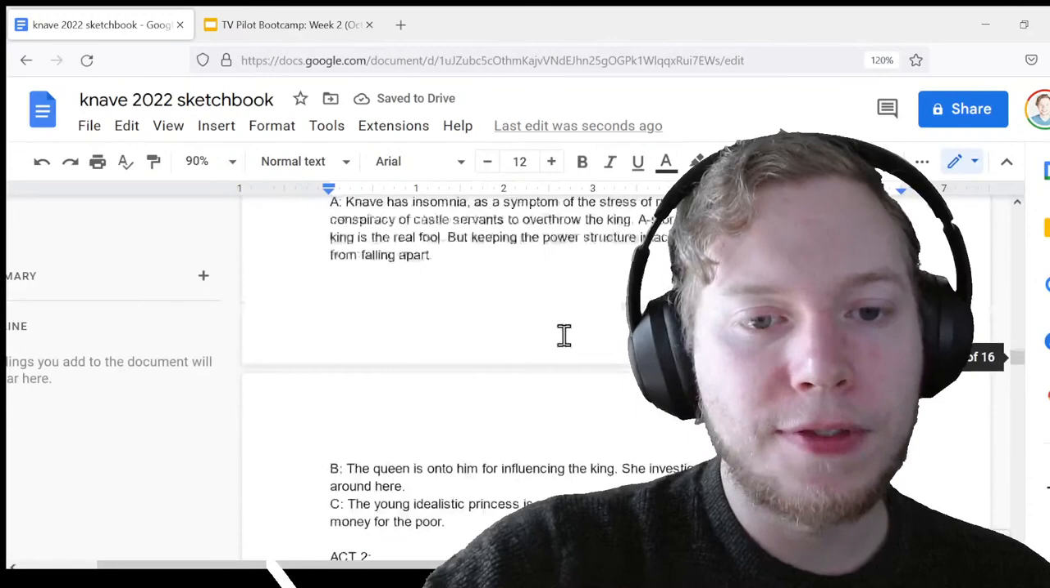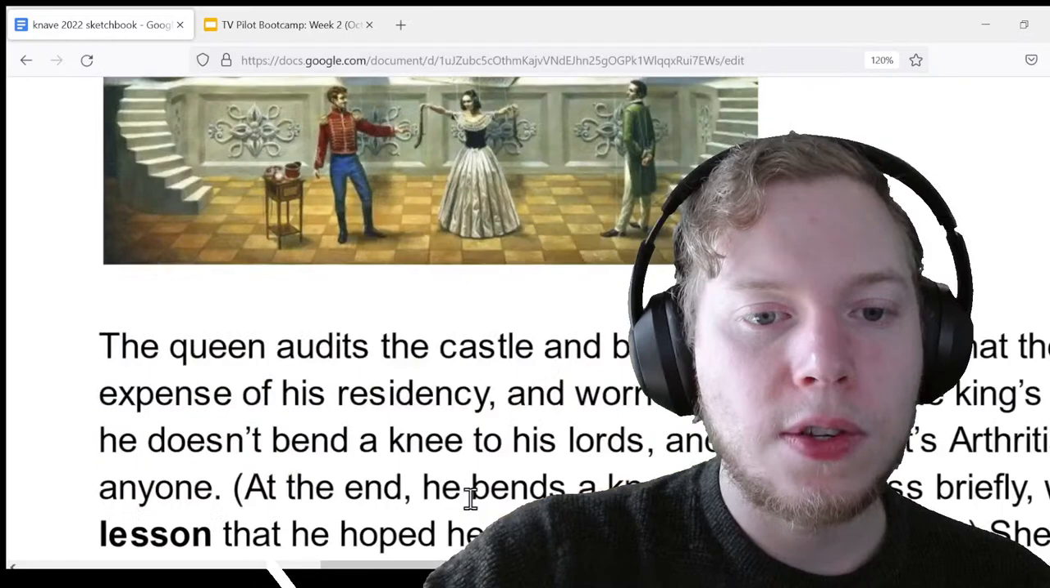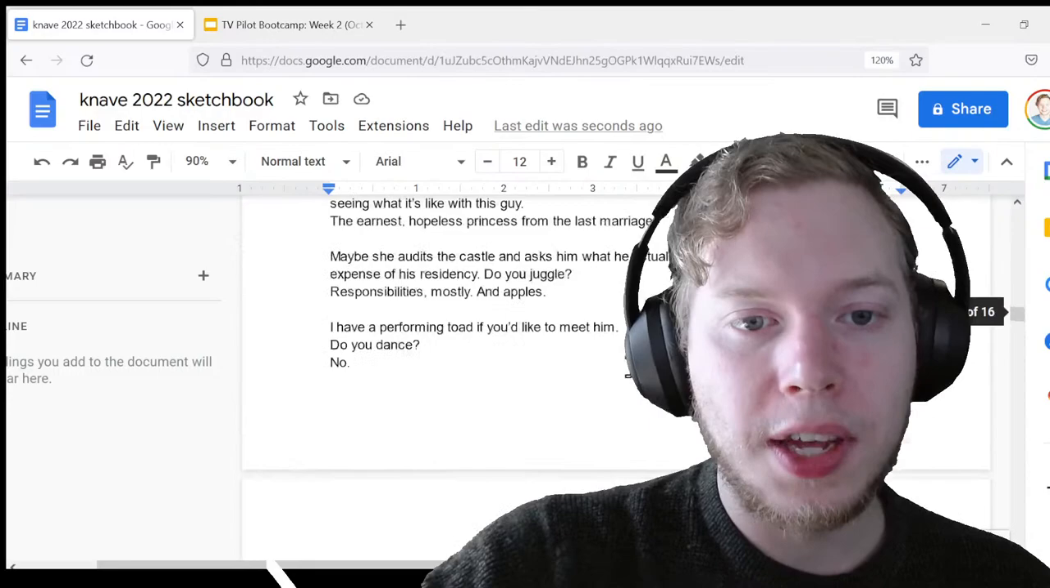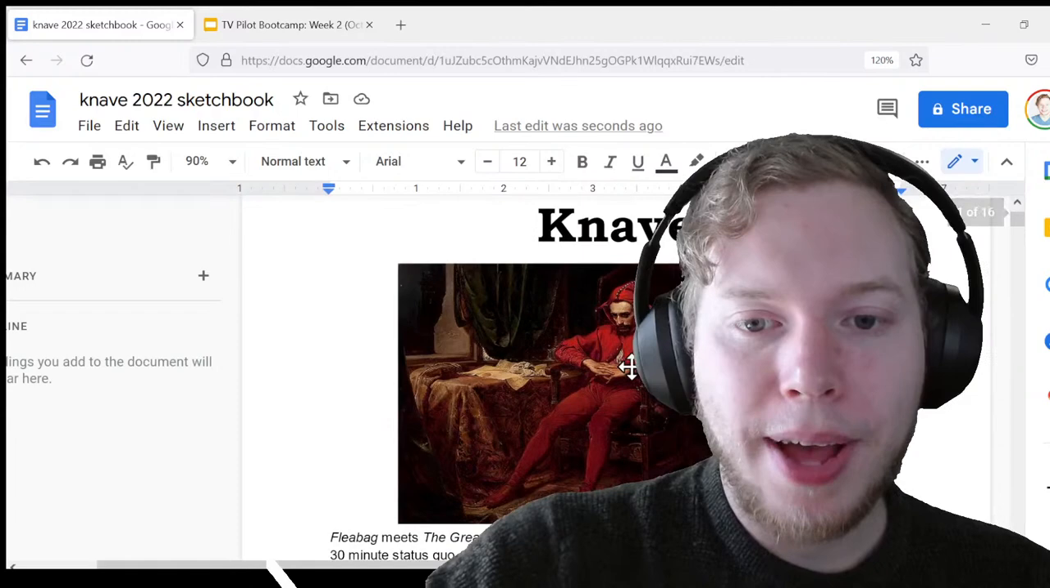So I've got about 15, 16 pages of sketchbook for this, including everything from images, video links, and just ideas for scenes, and lots of dialogue, because as a TV dark comedy, there's lots of dialogue in the show. The premise of the show is that it's about a court jester in the medieval era.